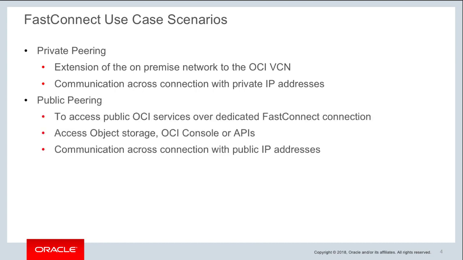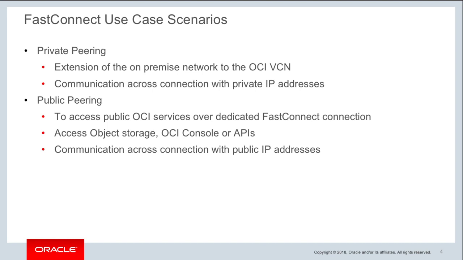The other use case is a public peering connection. In case you want to access some of the public resources within Oracle Cloud Infrastructure, like object storage, the object storage service has public endpoints. And if you want to connect to them, you connect to them over the internet. But if there is a use case that you want to connect to the public endpoints within OCI using this FastConnect connection, you can use the public peering FastConnect.